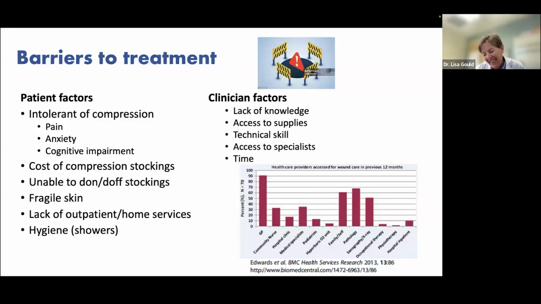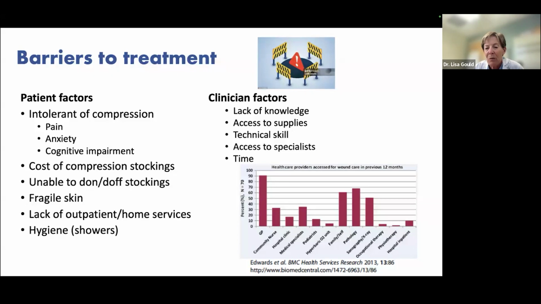It's not taught. It's just not taught. Getting access to the supplies, you're in an outpatient clinic, you have limited supplies and it's hard to get what you need. You may not have the technical skills or nurses that have the technical skills to do the wraps. Immediate access to specialists. Not everybody has a vascular surgeon in their back pocket. And the time that it takes to do all of this wound care. We know that those are barriers.